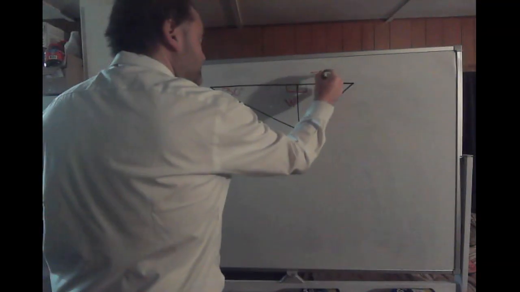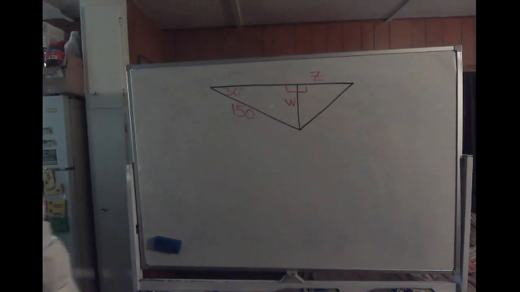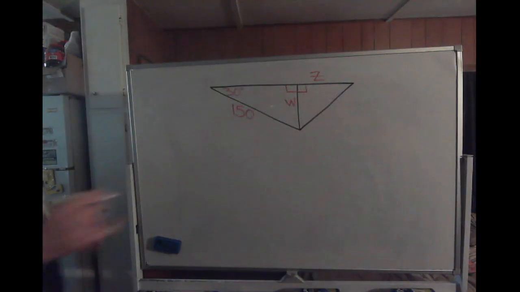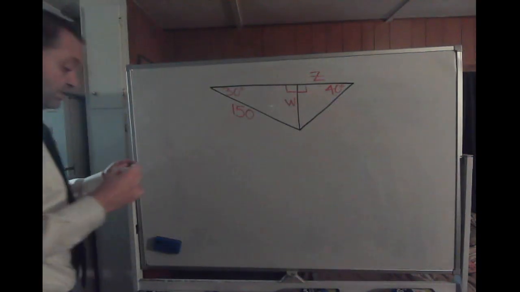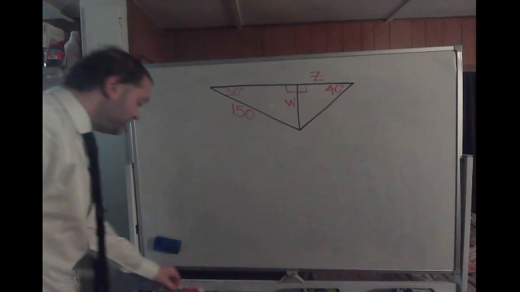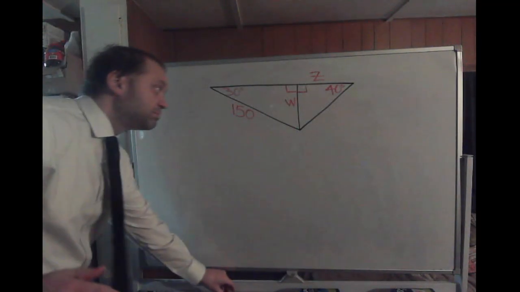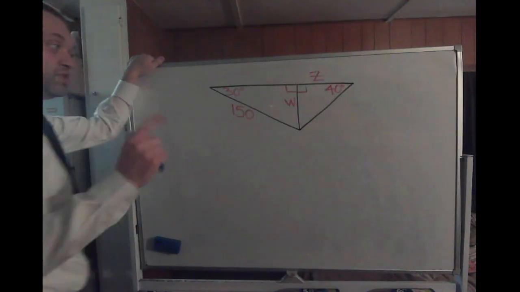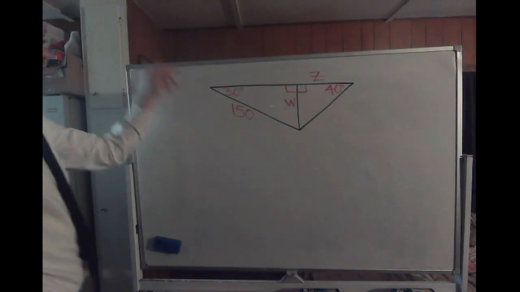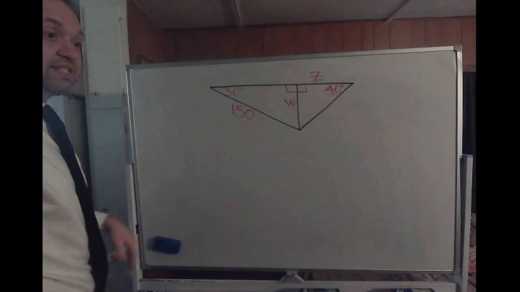This has length z. This has 40 degrees. Okay. So once again, we're going to solve for w and z. We have one big triangle split into two right triangles. But what do we notice here? That the left triangle is a 30, 60, 90 triangle.